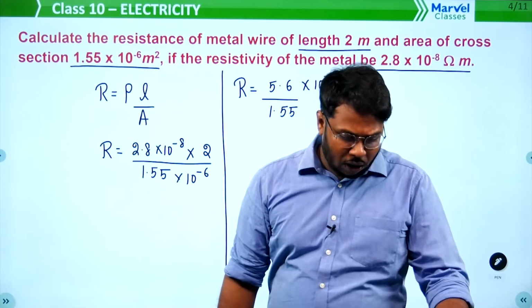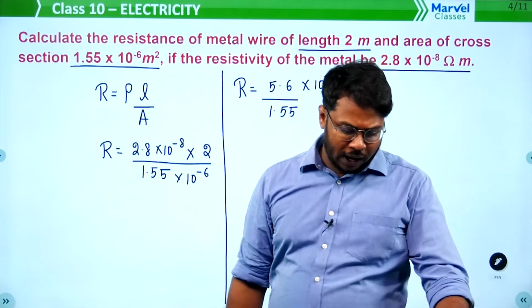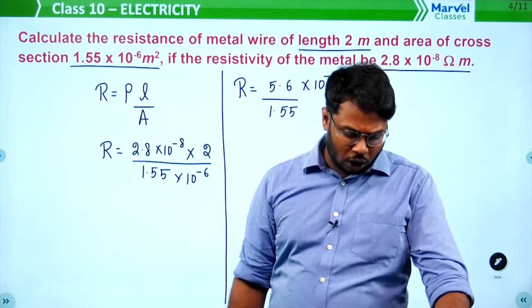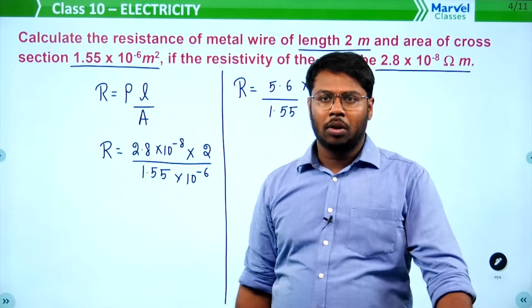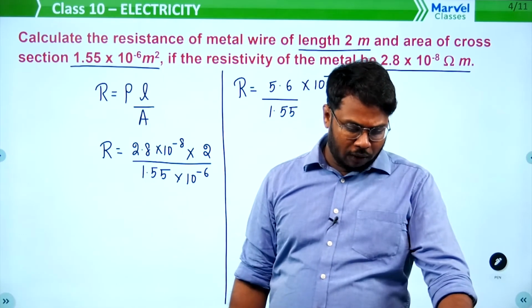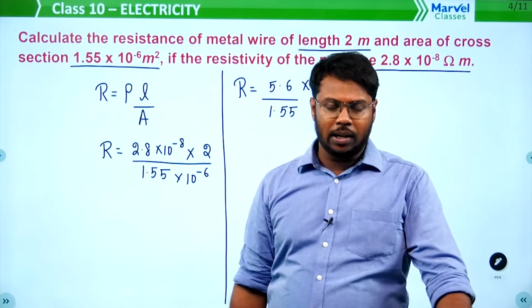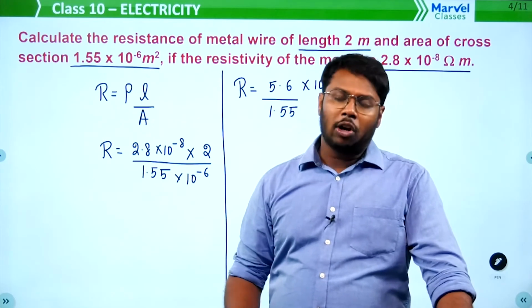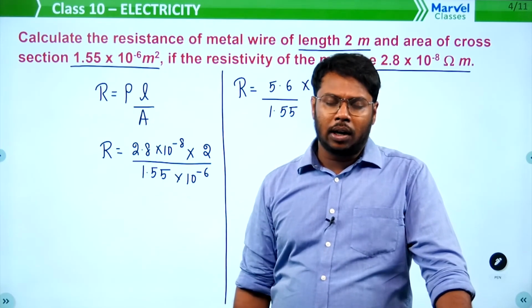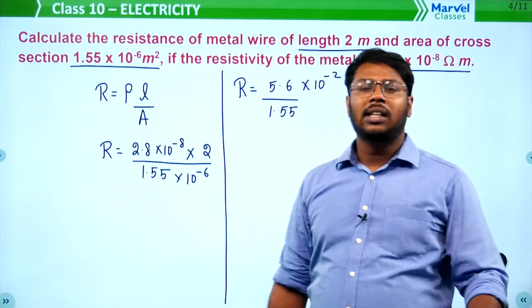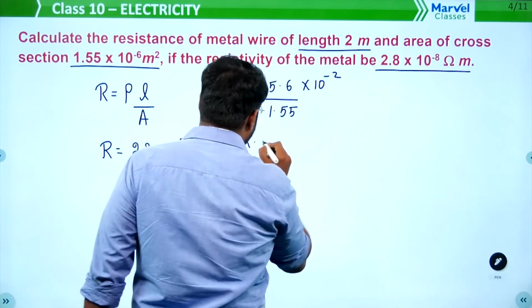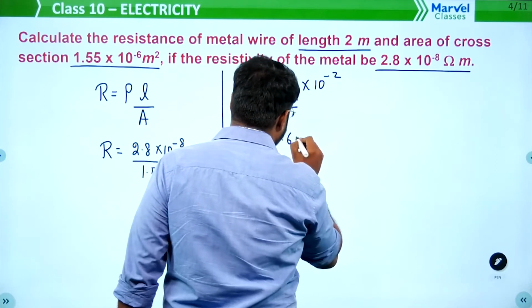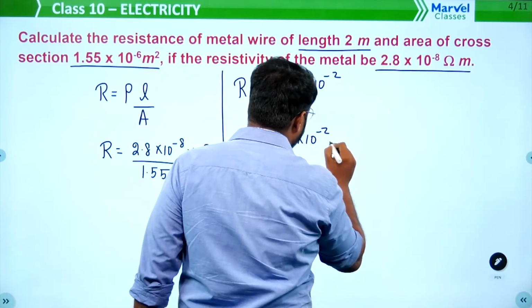If you are not so good at dividing the decimal terms, what I strongly recommend you is to approximate everything. Okay, if you could approximate everything, you will directly get into the answer. So I will not show you how the division is being done here. Instead, I will directly write the answer, which is 3.6 into 10 power minus 2 ohms.